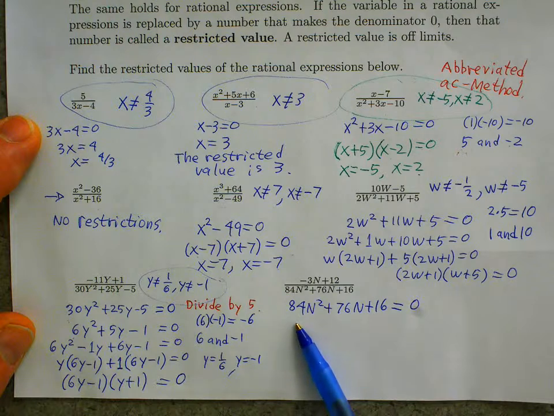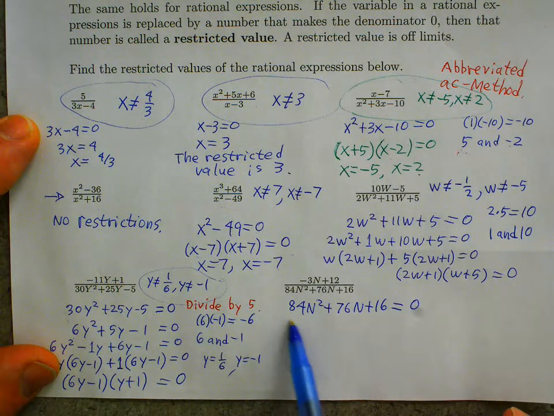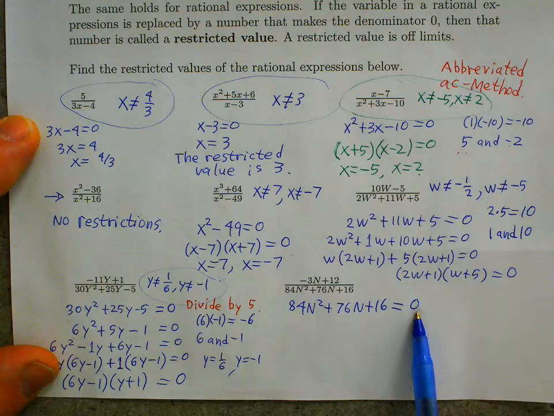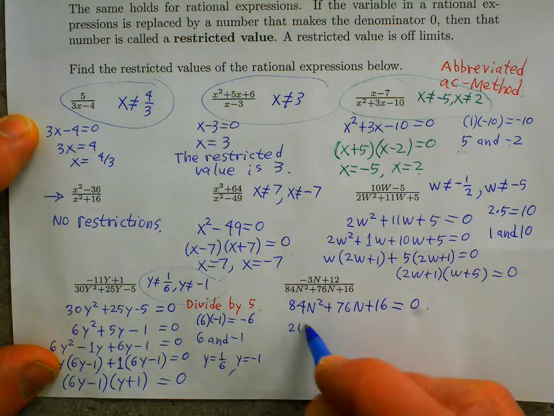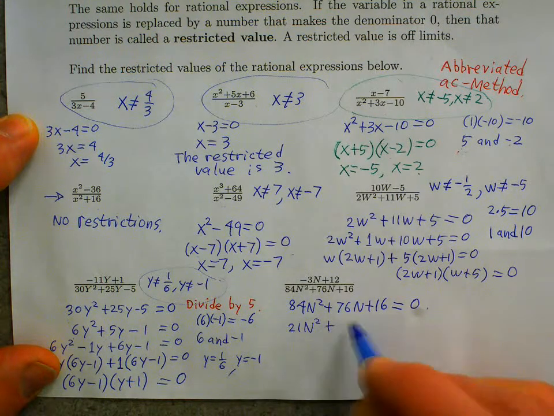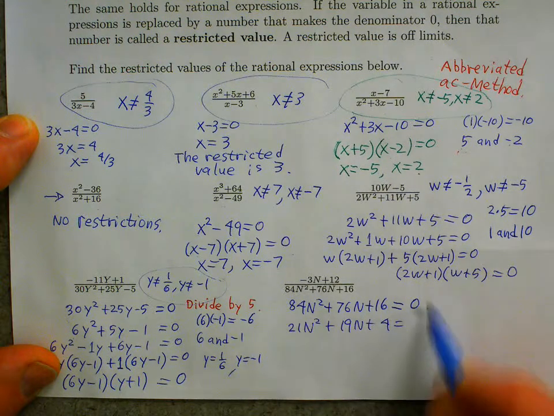The greatest common factor of the three terms is 4. So in an equation, it's perfectly legal to divide every term on both sides of the equation by the same non-zero number. So if we divide every term on both sides by 4, we'll get 21n to the second plus 19n plus 4, and 0 divided by 4 is 0.